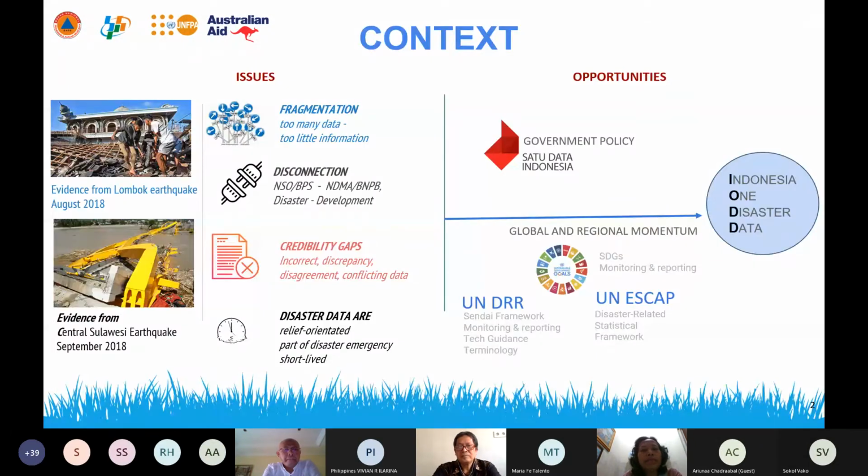Ladies and gentlemen, this is the context of what we call Indonesia One Disaster Data. As we know, Indonesia is vulnerable to disaster. These are only two pictures, evidence from the Lombok earthquake in August 2018 and from the Central Sulawesi earthquake in September 2018. We have so many occurrences of disaster in Indonesia.